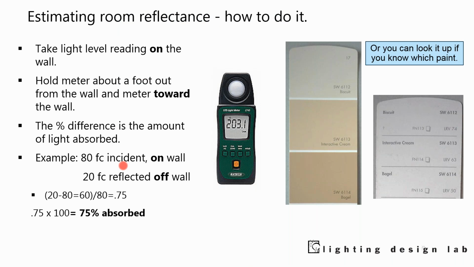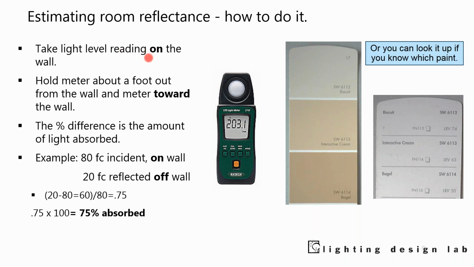If it's an existing building, maybe you want to find out what the current reflectances are. It's not that hard to do. You can take your handy little light meter and take a light reading on the wall at a space that seems representative of the general light, not in a bright spot or a dim spot, although it wouldn't actually matter that much as long as you do it consistently.